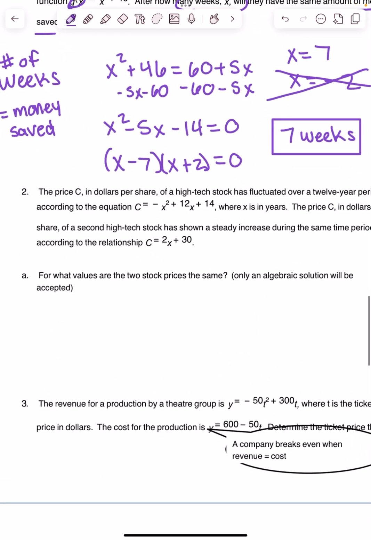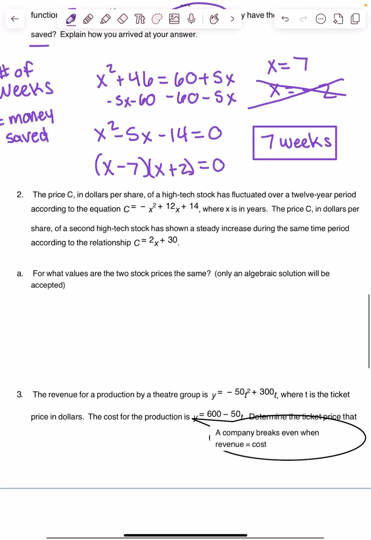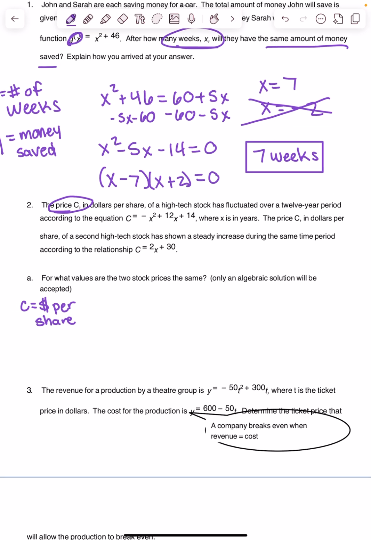Okay, let's move on to the second one. The price C in dollars per share. Okay, so that's something to make note of, that C is dollars per share of a high-tech stock has fluctuated over a 12-week period according to the equation negative x squared plus 12x plus 14, where x is in years. Okay, so x is equal to years.